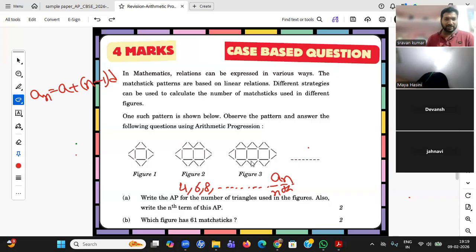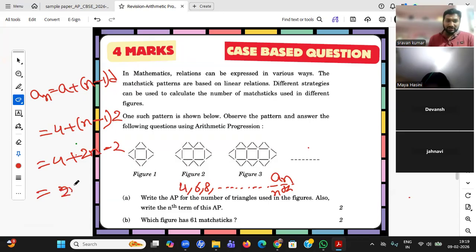Yesterday I gave one question like that. a n, what is a, student? a is 4. What is n? I don't know. What is d? d is 2. So some students have made the same mistake. 2n minus 2. So 2n plus 2, that is 2 into n plus 1, is the answer, student. So many students got 2n minus 1. Why?